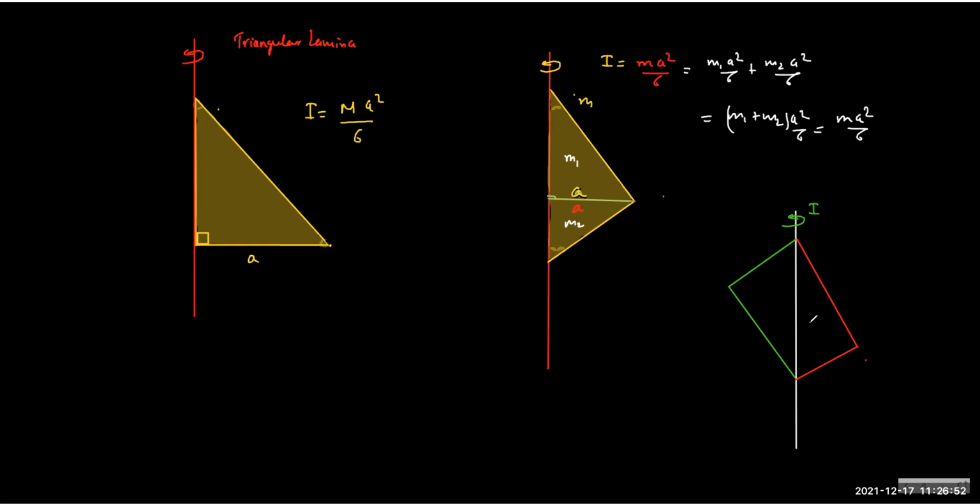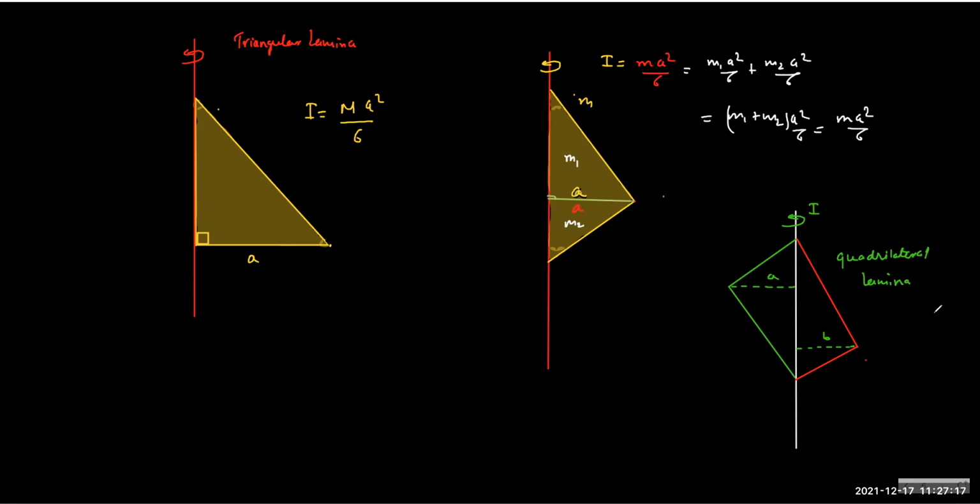out of four vertices, two lie on the axis. Now we have two vertices which are not on the axis. Let's call the distance A, and this is B. And now this is a quadrilateral lamina.